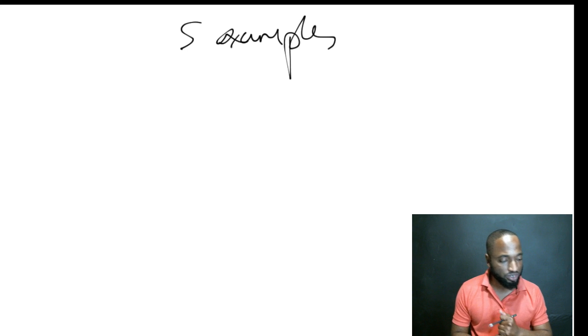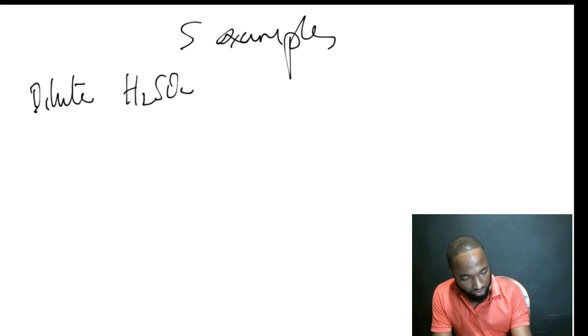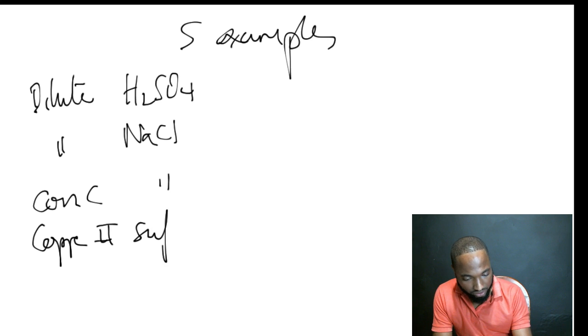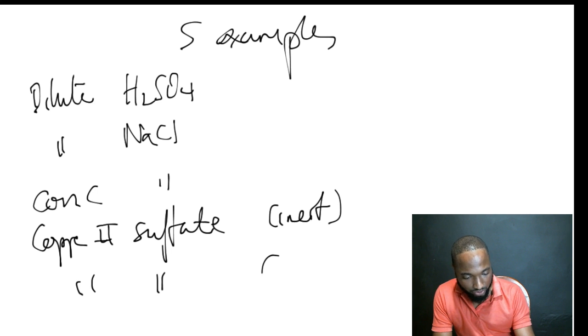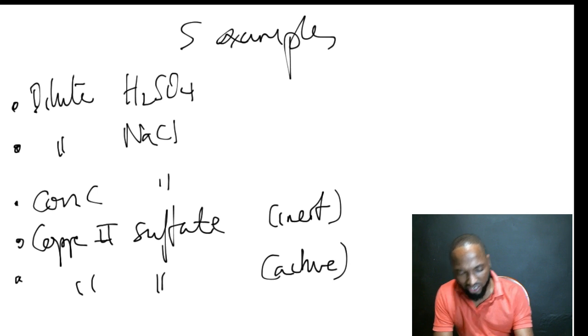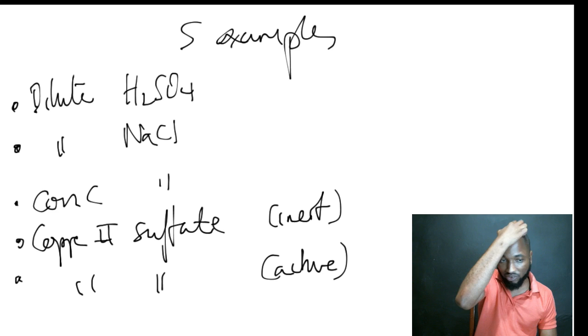So the 5 examples we're going to look at are dilute sulfuric acid, dilute sodium chloride, concentrated sodium chloride, copper(II) sulfate with inert electrodes, then copper(II) sulfate with active electrodes. So 1, 2, 3, 4, 5. If they ever bring in electrolysis tomorrow, it's some variation of this going to come. Some kind of variation of this going to come.